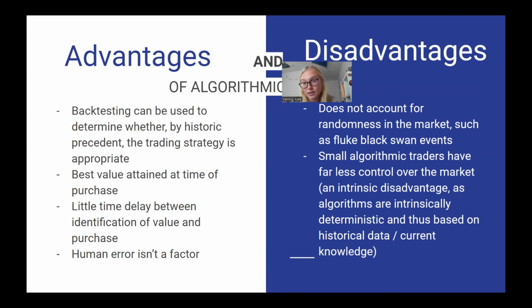So basically you have strong ability to improve your algorithm continuously because you have that instantaneous feedback. You also know that you have the best value attained at time of purchase because when you automate your trades, you're going to be getting the price that you want instantaneously compared to the lag that a human is going to have when they hesitate to decide to make a trade. And also human error is not a factor. That's kind of connected to what I was talking about before.